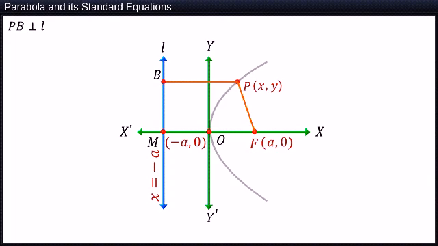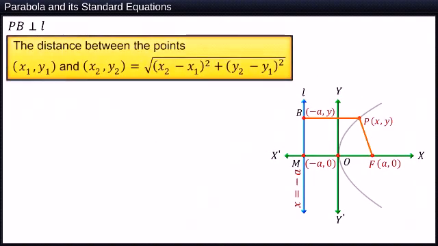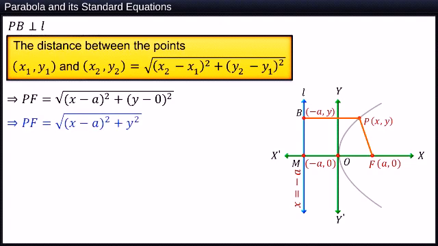Since point B lies on the directrix, its x-coordinate will be -a. The y-coordinate of point B will be the same as that of point P, that is, y. We already know the formula for calculating the distance between two given points. Substituting the coordinates of points P and F in the distance formula, we get distance PF is equal to the square root of (x minus a) whole squared plus y squared. Let this be equation 1.